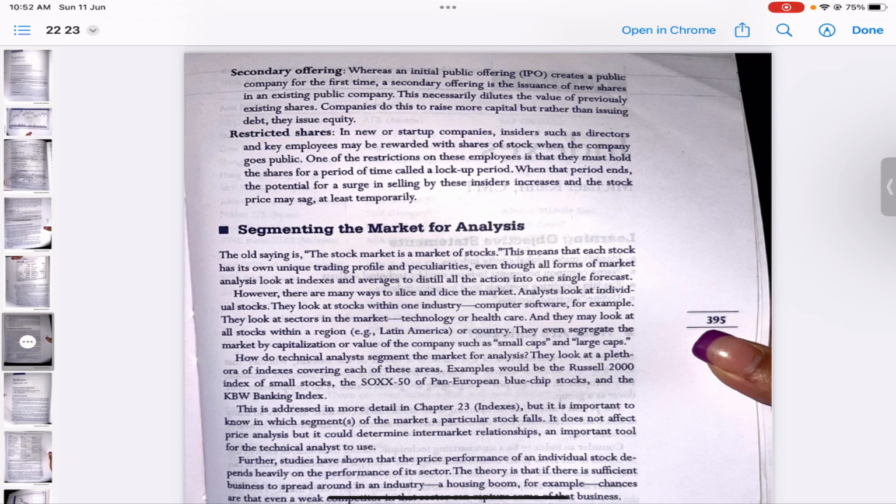So that is the restricted shares. Restricted shares is basically when a company keeps some of the shares for the employees of the company itself. So those shares which are not publicly available for trading purposes, those shares are known as restricted shares.